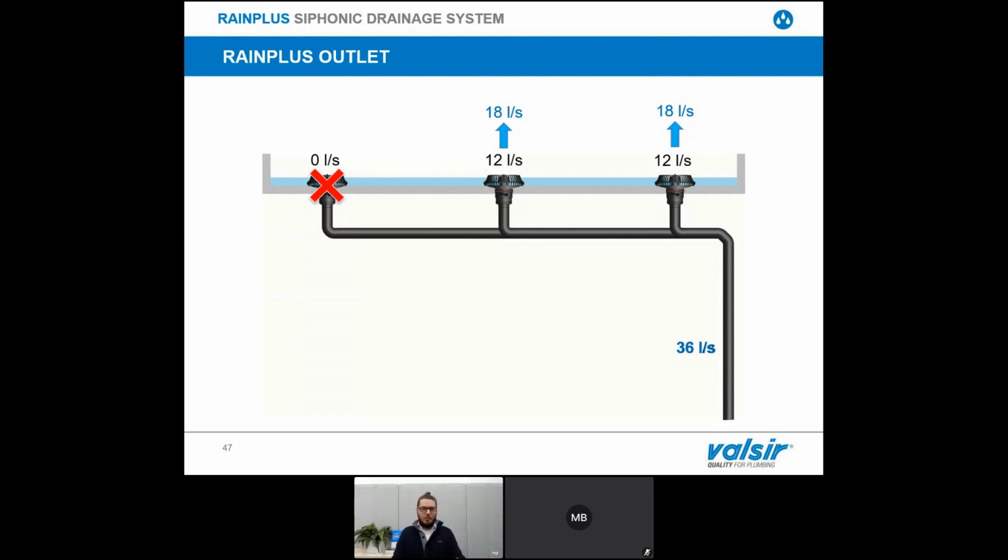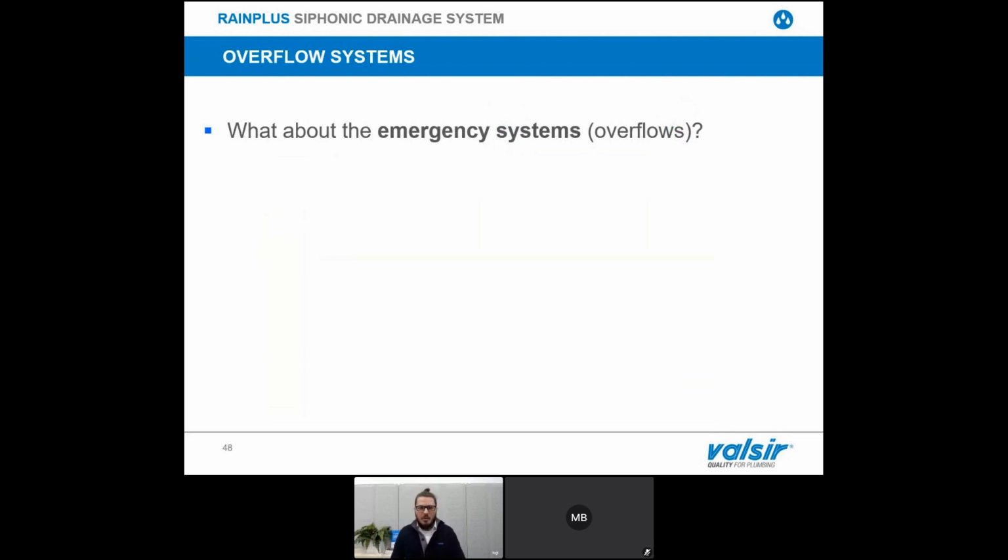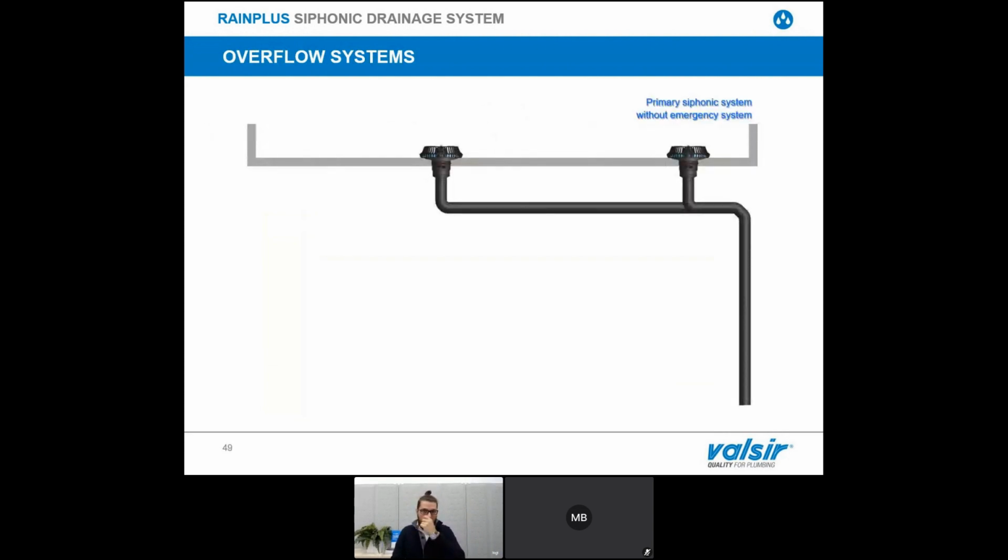And speaking about situations with problems, let's do a short focus on overflow systems, emergency systems. What is an emergency system? Let's see this example. We have a rainfall event. The water levels start to increase on our roof. The water is drained by our system, but then something happens, not on the system, but at the end, for example in the main sewage or in the manhole when the system ends. So the problem is that the water can't be drained anymore from our roof, and so the water levels start to increase and you have a load on the structure of your building.